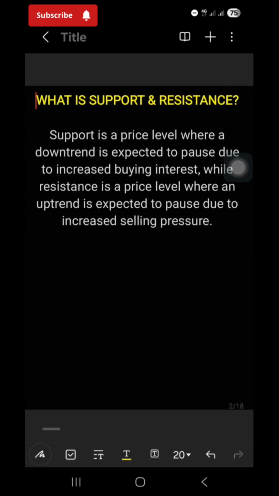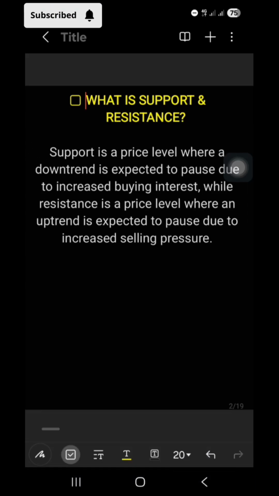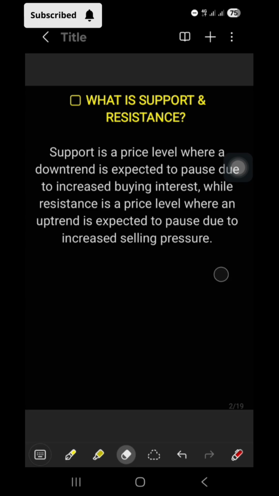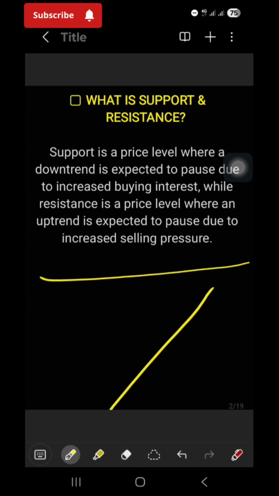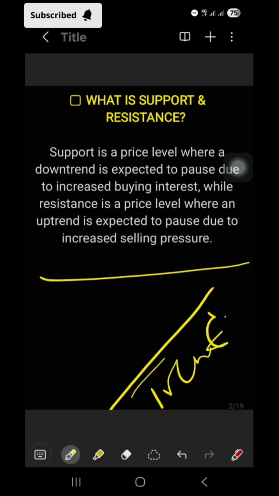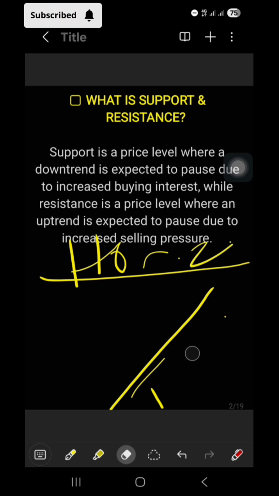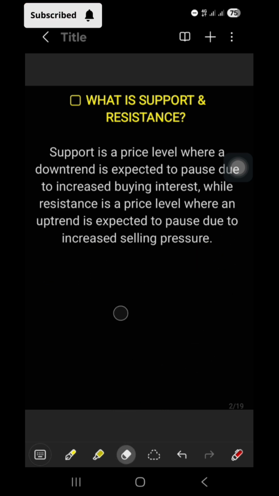Another thing you should also understand is that support and resistance can be either horizontal, or in a trend line pattern. So this is a trend line. Are you getting me? This is a horizontal line. Do you get what I'm trying to say right now? So it can either be in a trend line or a horizontal line. So it can be in either of these two formats.